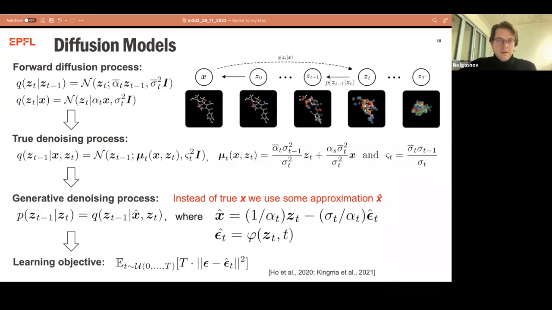Of course, in general, when we are training this model, we want to optimize the likelihood of our model to model the distribution of the data that we train it on. And in this paper, it was also shown that optimizing the model for just the mean squared error between the real noise that should be subtracted and the noise predicted by the neural network actually allows us to eventually optimize the variational lower bound.